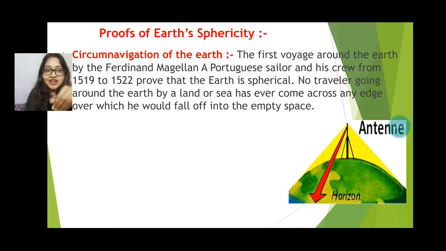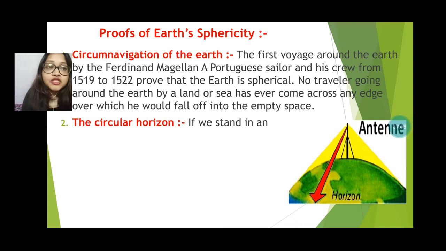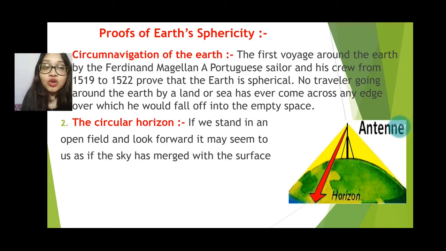That's why they started the journey from one place and came back to that place. So that is why we understood that the earth's shape is circular or spherical. Otherwise, it is not possible to come back to the same place. Okay. Next one is the circular horizon.